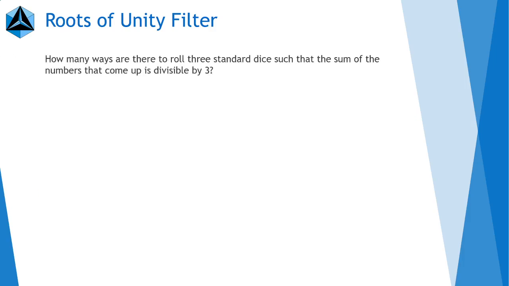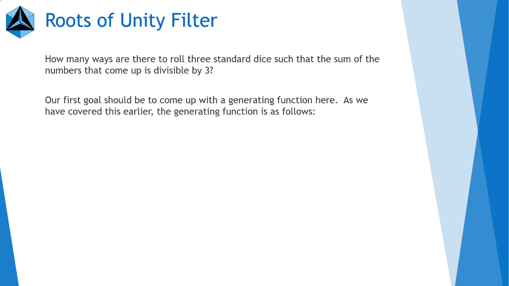So, how many ways are there to roll 3 standard dice such that the sum of the numbers that come up is divisible by 3? Well, our first goal here should be to come up with a generating function. Then we can use the roots of unity filter with k equals 3 to solve this problem. So the generating function is as follows.